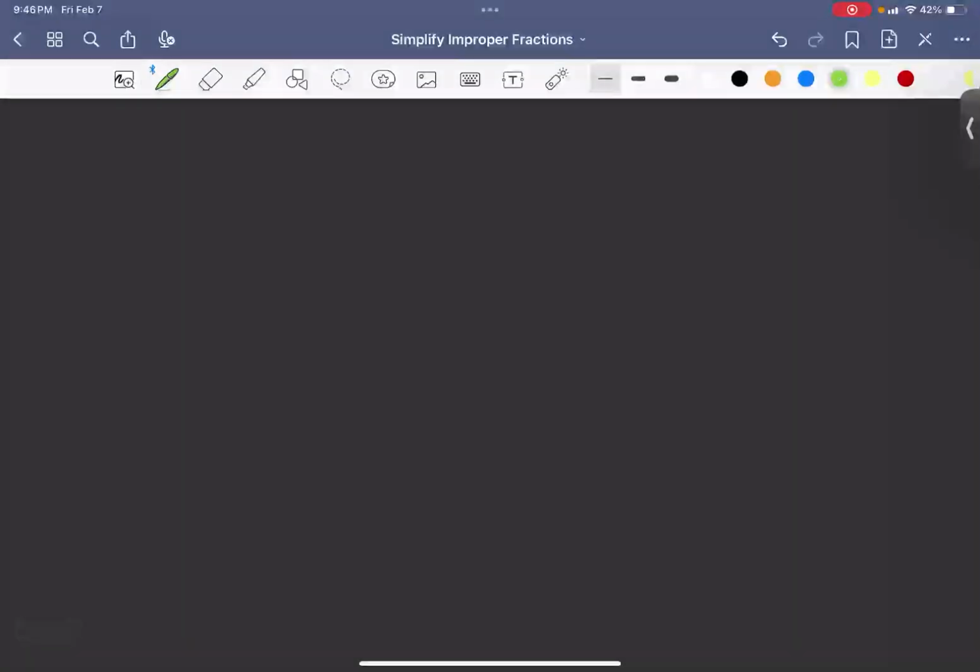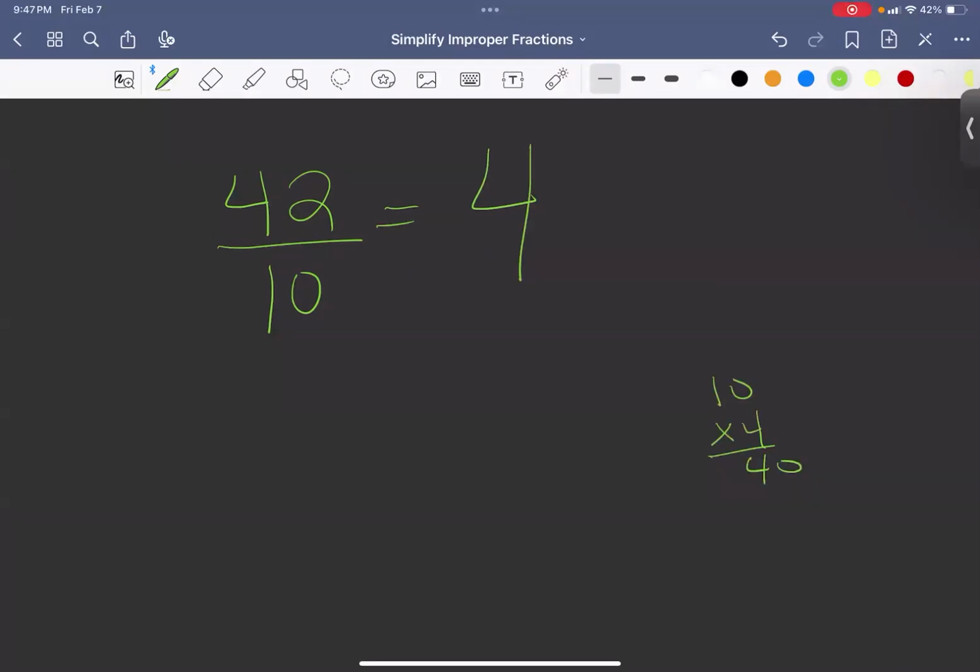Let's say I had 42 over 10. How many 10s can go into 40? 4, because 10 times 4 is 40. So then 42 minus 40 is 2. So that's what's left over, the remainder, and we keep the same denominator, which is 10.